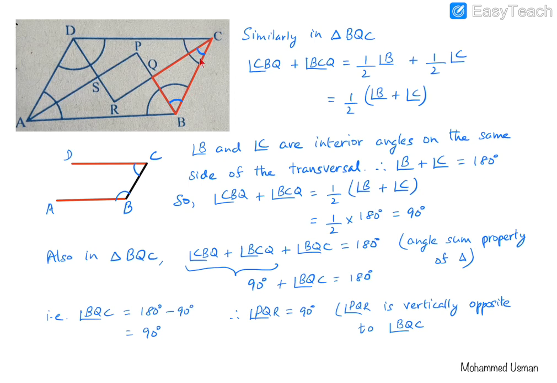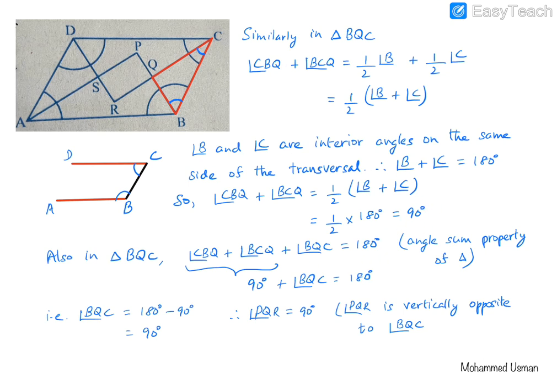Angle B plus angle C is 180 degrees. We will substitute this in this summation for angle CBQ plus BCQ, which is half of angle B plus C, and B plus C is 180 degrees. So we get this sum CBQ, which is this angle in blue, plus BCQ, which is this angle in blue. The sum of these two angles is 90 degrees.